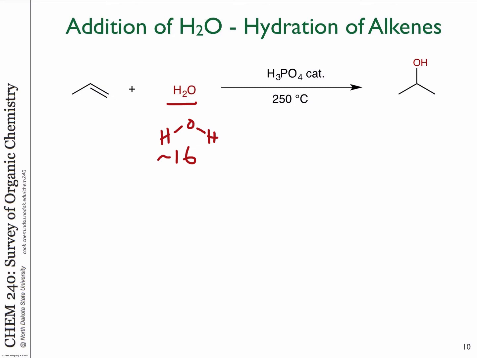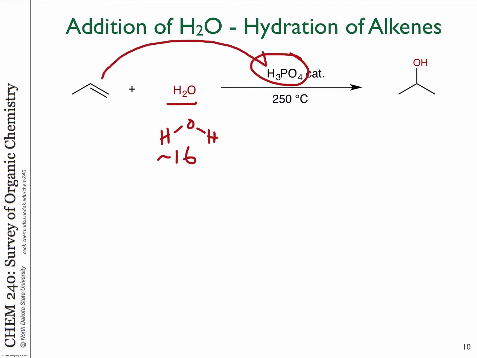So in order to get something to protonate the double bond, you need a stronger acid. And that's why this is catalyzed by phosphoric acid, or many other acids could be used. Sulfuric acid works just fine, other kinds of acids. So as long as you have some kind of acid source, the same first step can occur as occurs when we add HBr. You react the double bond with an acid.